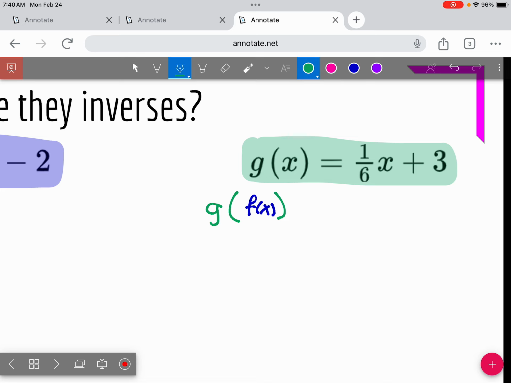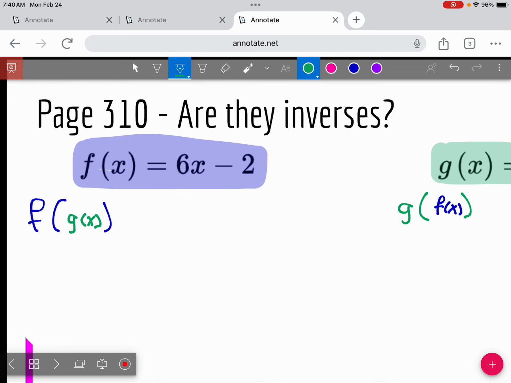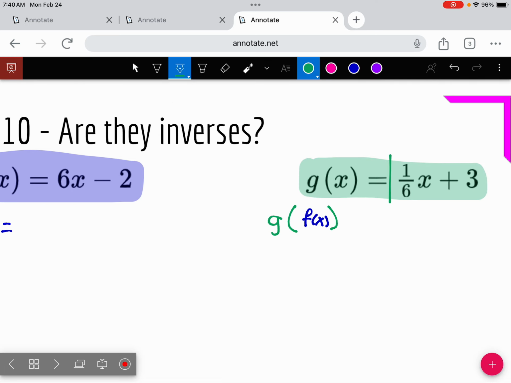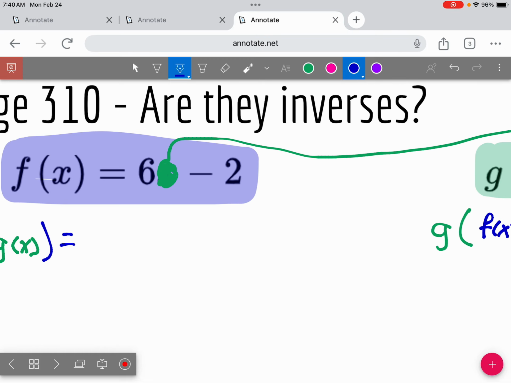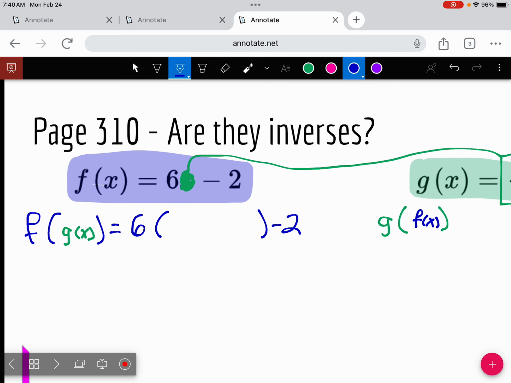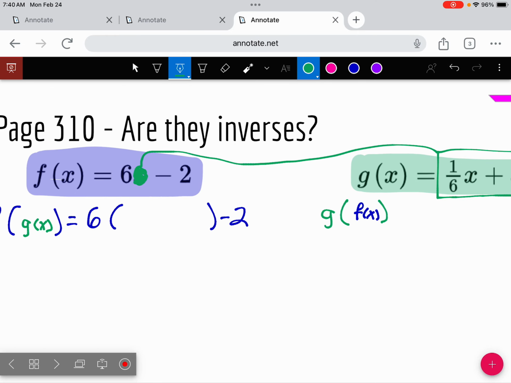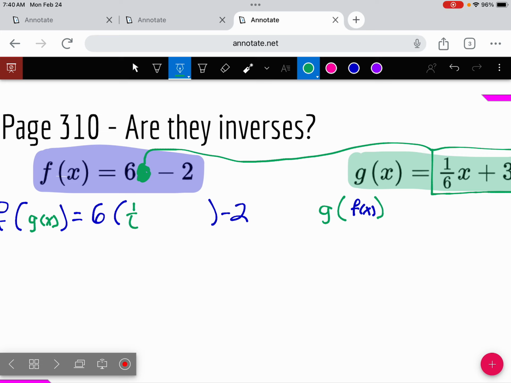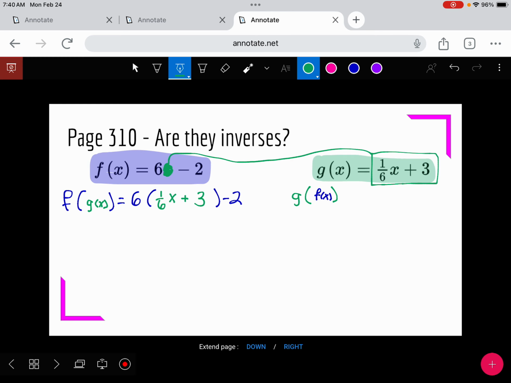So in order to see if they're inverses, we're going to test both. So this is when we're taking our g of x. We're going to take this equation, and we are going to substitute it in place of the x here. It's going to go inside. So my f of x is 6 times something minus 2. But that something it's being multiplied by is actually our 1/6 x plus 3. So we're substituting it in.